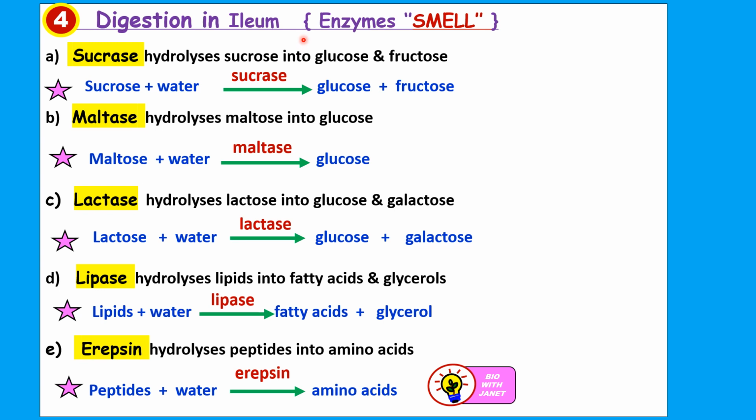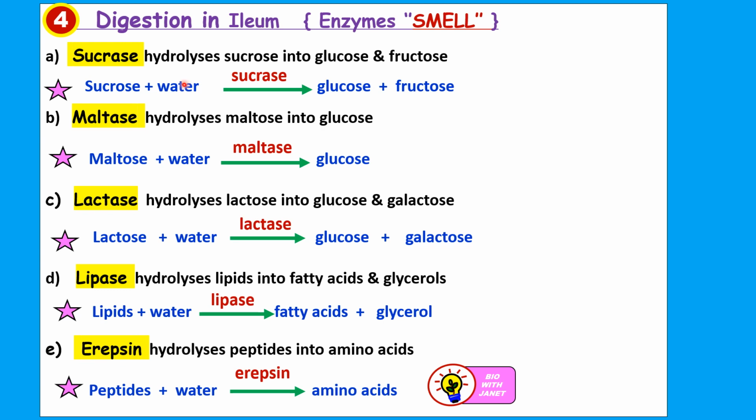And the last part here is to again explain the digestion of food in the ileum, which uses the enzymes, SMELL, the five enzymes that are secreted by the intestinal glands for digestion of food in the ileum. We have already discussed this in the table just now, so I'll go through very quickly.